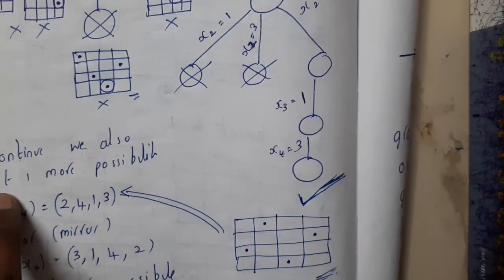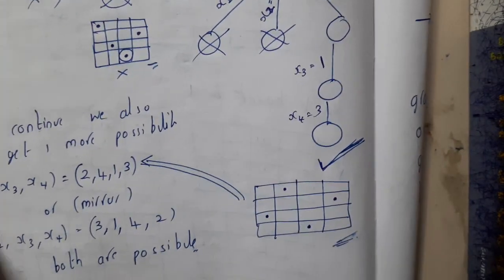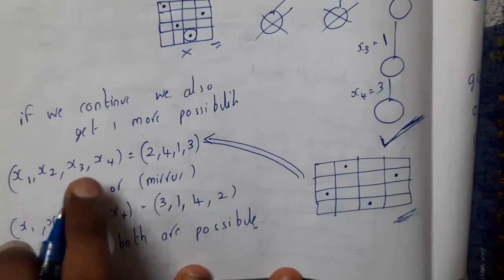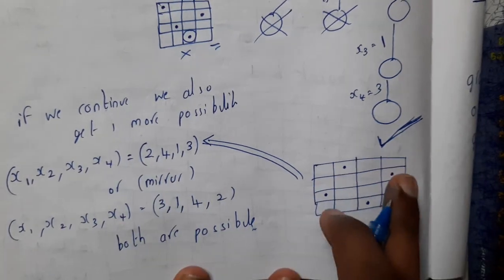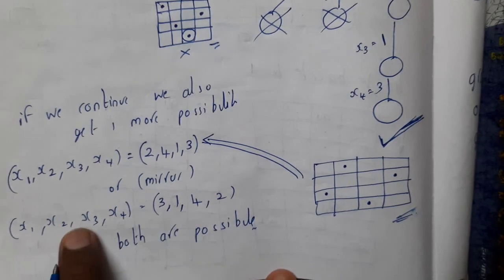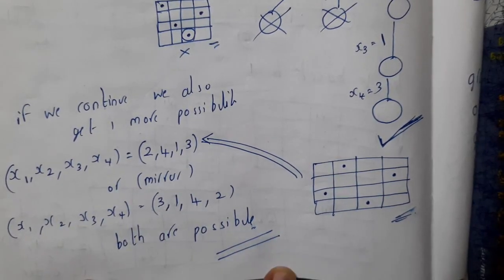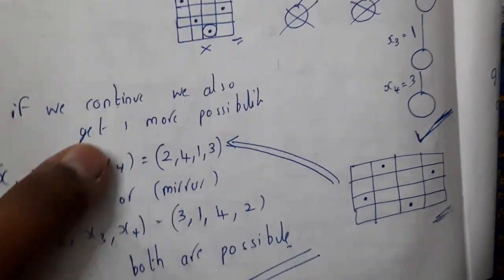If we continue, we also get one more solution. That is nothing but the mirror image of this, guys. That's it. The values of x1, x2, x3 and x4 are 2, 4, 1, 3. And the mirror image of it is nothing but 3, 1, 4, 2, the reverse. So these are both the possibilities for it.